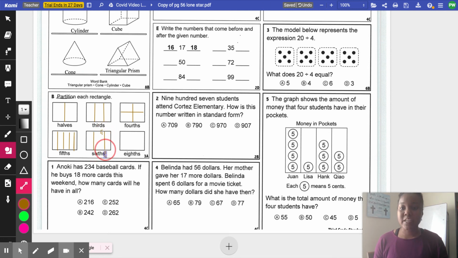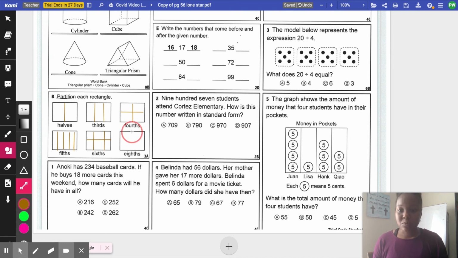And then you're going to cut your thirds in half. So you can either cut it here or you can cut it vertically. I'm going to cut mine horizontally so I have less lines to do. And I have 1, 2, 3, 4, 5, 6 pieces.